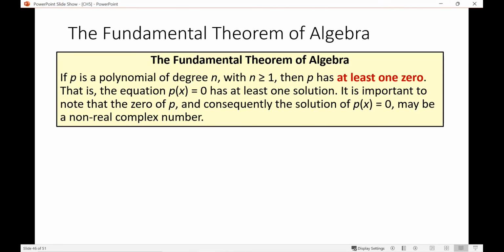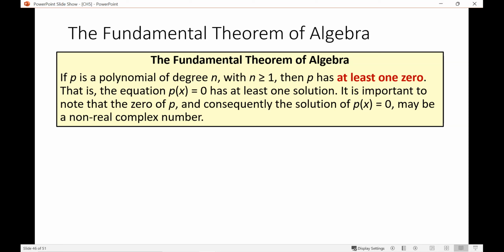So the fundamental theorem of algebra tells us that if we have a polynomial p of degree n, and n is greater than or equal to 1, then p is going to have at least one zero. Remember, that's where it crosses. That's where the function is equal to 0. That's a value of x where the function is equal to 0. And it's important to note that that zero of p, the value of x that makes your function equal to 0, might not be a real number.